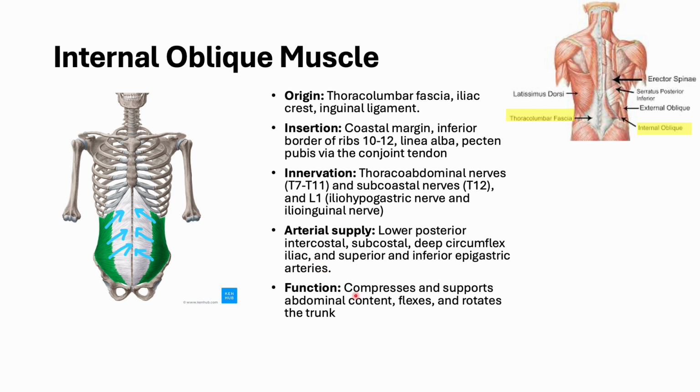Arterial supply is going to be the same, so we have the lower posterior intercostal, subcostal, deep circumflex iliac, and the superior epigastric arteries as well as the inferior epigastric arteries. And then function is the same, so compresses and supports the abdominal content, and it flexes and rotates the trunk.